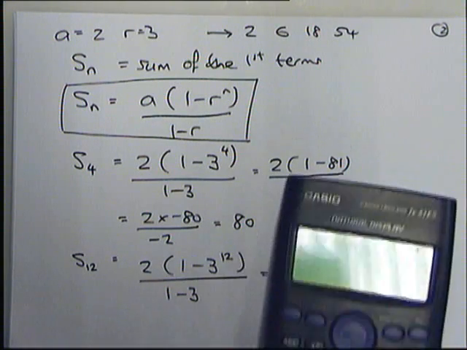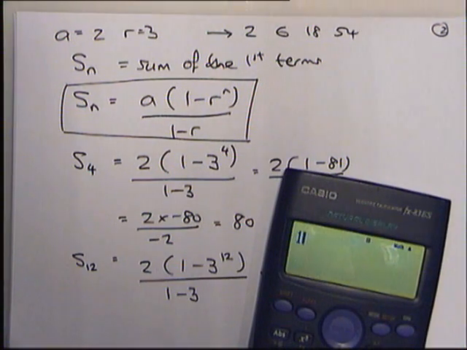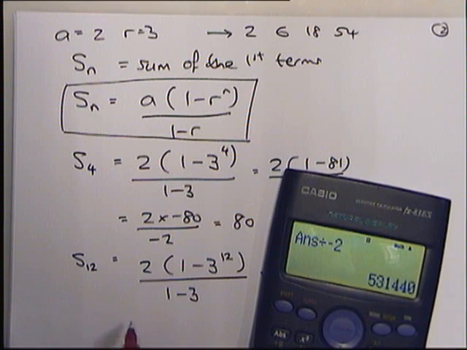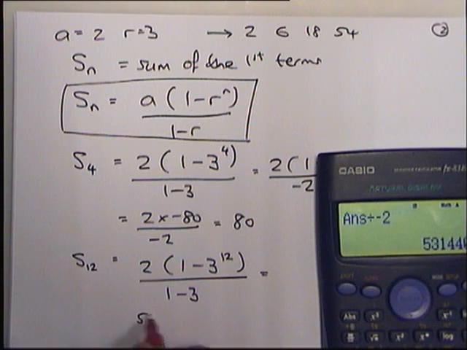Again, I can go for my calculator. I can first of all work out 1 minus 3 to the power of 12. That is a number on there. That needs to be multiplied by 2. And I need to divide it by 1 minus 3, which again is minus 2. So if I divide that by minus 2, I get an answer of 531,440. So I've worked out the sum of the first 12 numbers. I don't even know what they all are, but I do have the sum of them using the formula we've got on the screen at the moment.